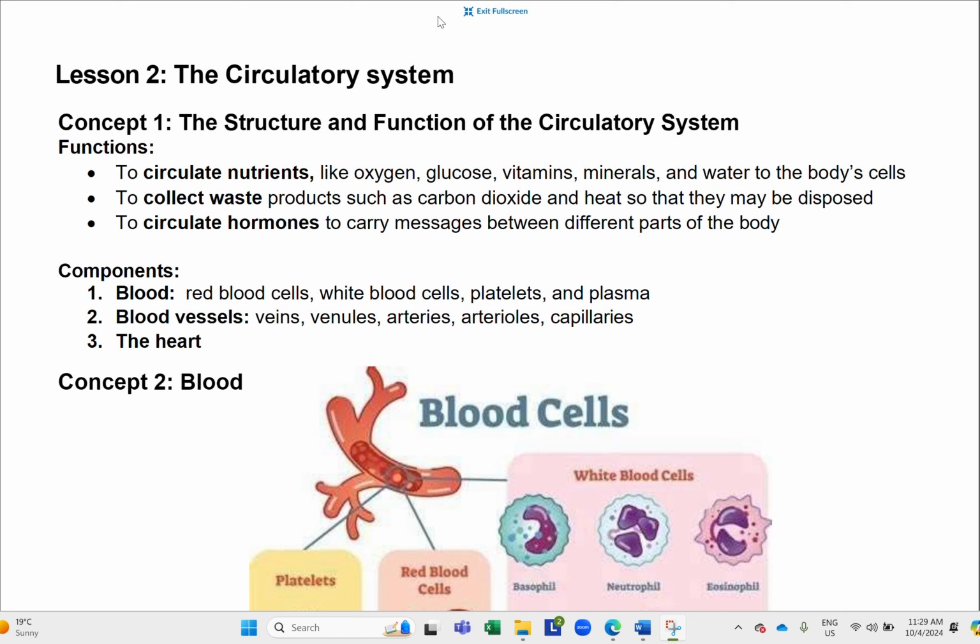After that, we're going to talk about blood vessels, so your veins. Venules are small veins. Your arteries. Arterioles are small arteries. And capillaries are the teeny tiniest of your blood vessels. And we're going to talk about the pathway of blood throughout your body, and some other concepts related to that. And then we're going to talk about your heart.